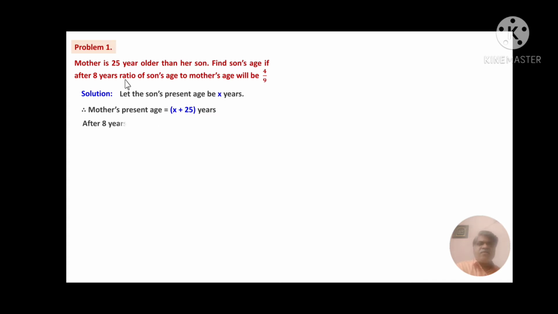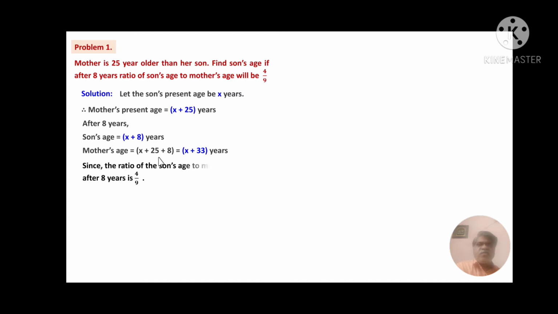After 8 years, after means addition of the ages, and before means minus. So after 8 years, what happens? The ratio of the ages of the son and mother is given. Accordingly, the son's age after 8 years will be x plus 8, since the present age is x. The mother's age after 8 years will be the present age plus 8, that is x plus 25 plus 8, which will be x plus 33 years.